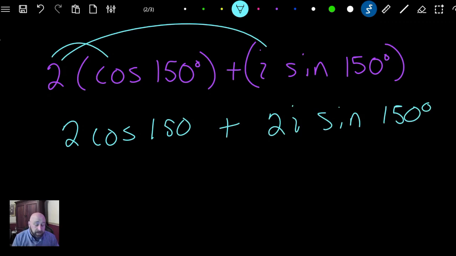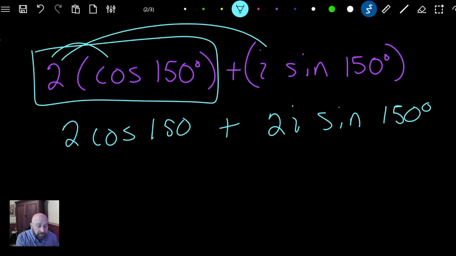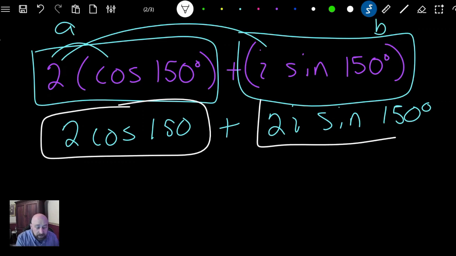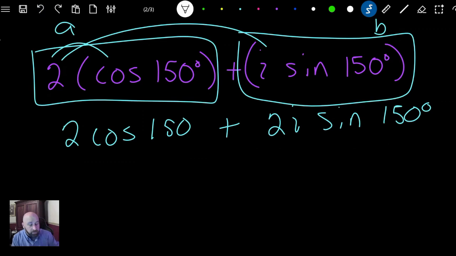So we really need to find two things here, right? We need to find what does a equal. So this is a, right? And then this is going to be b. So this is our a and this is our b over here. We need to find out what those things equal. So what we need to do is just solve these. Okay, it's really that simple.